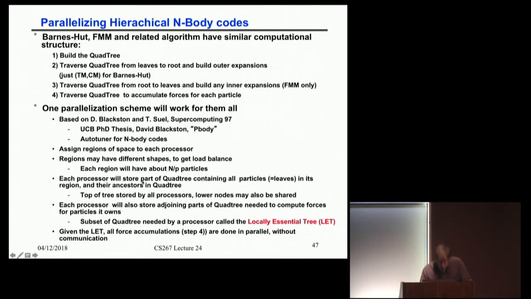Then, what is each processor going to store? So remember, for each particle, what I need to do is start at the root of the tree, traverse it down until I get to a leaf in order to compute the force. So it would be silly if there were only one copy of the root of the tree, because everybody needs to look at that. Because every particle for whom I want a force needs to start at the top of the tree and traverse down.